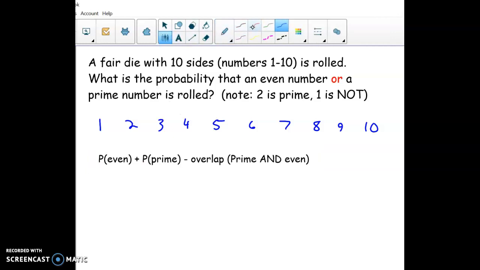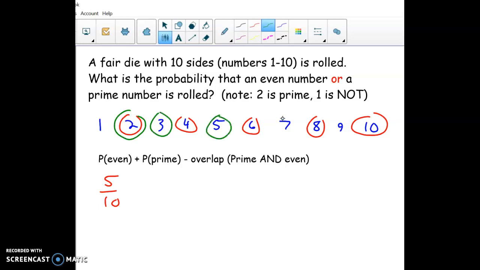If I highlight the even ones here for a second, that would be 2, 4, 6, 8, and 10. So even is 5 out of 10. And then prime ones would be 2, 3, 5, 7, and 9 is not prime because it has an additional factor of 3. So prime would be 4 out of 10. But then we've got to look at that this 2 got counted twice. I don't think any of the other ones did, but that 2 got counted twice, so we've got to minus it off because it was an overlap. So our overall probability would be 9 minus 1, 8 out of 10, or 80%.